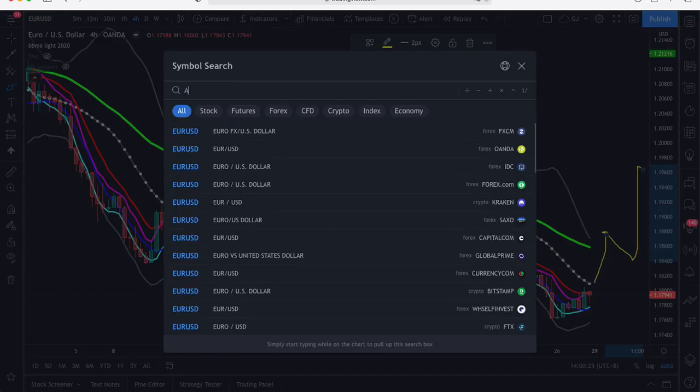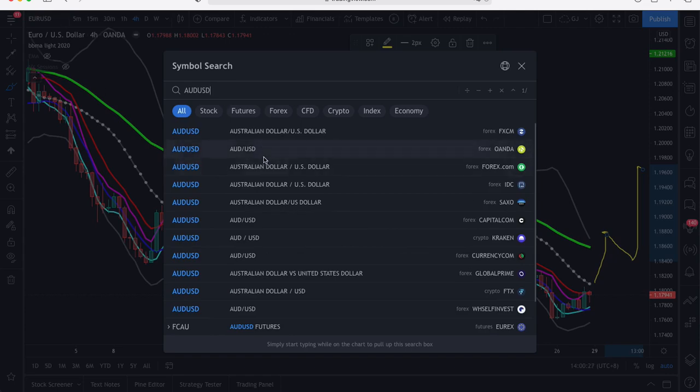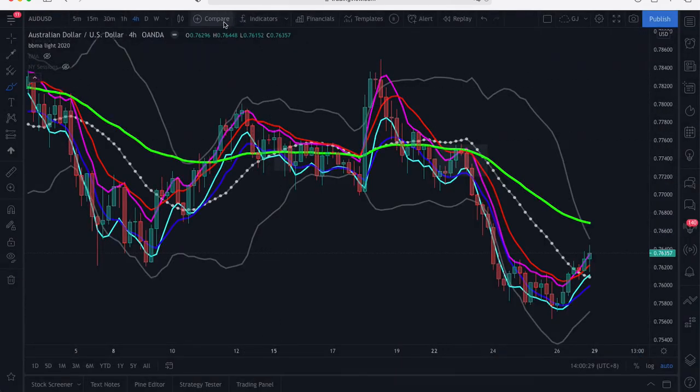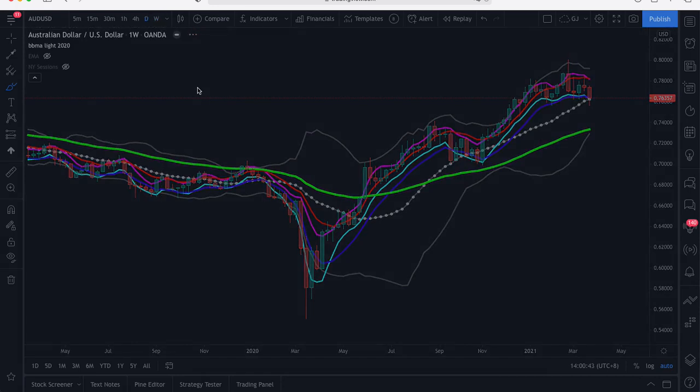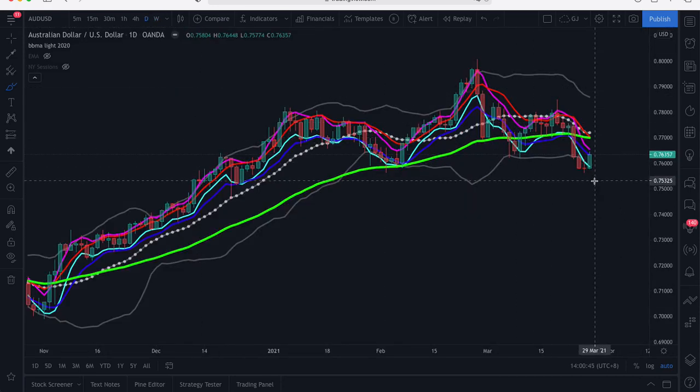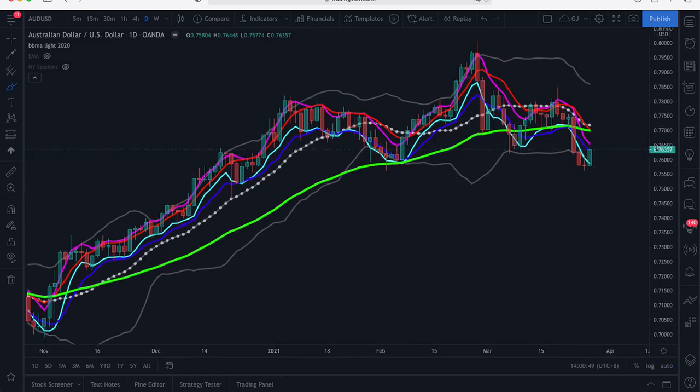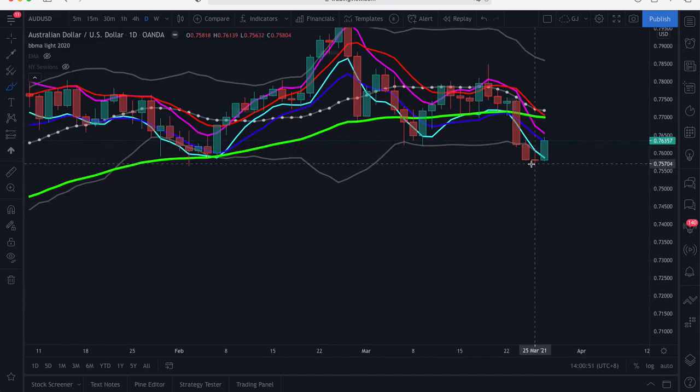Next pair is AUDUSD. Starting at the weekly time frame, we can see that it makes a nice re-entry formation, very clear. Price is at the MA 5-10 low, and this is a good buy because price is above mid BB. On the daily time frame, MHV buy, and depending on your broker pricing, you might get an extreme buy.